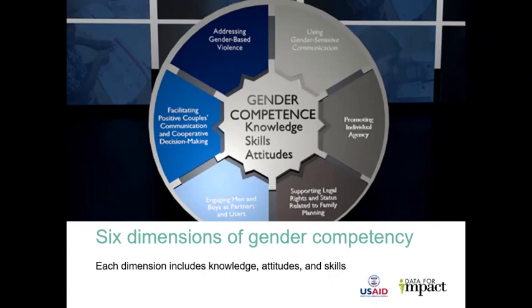The definition of gender used to guide this work is that gender is the economic, social, political, and cultural attributes, constraints, and opportunities associated with being male or female in society. It includes the roles, behaviors, activities, rights, and responsibilities that a society considers appropriate for women, men, girls, and boys.